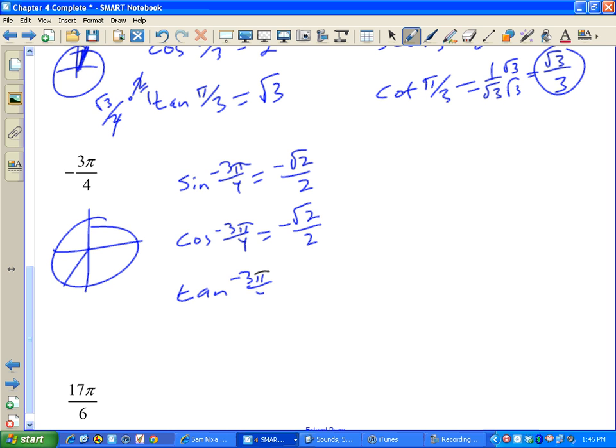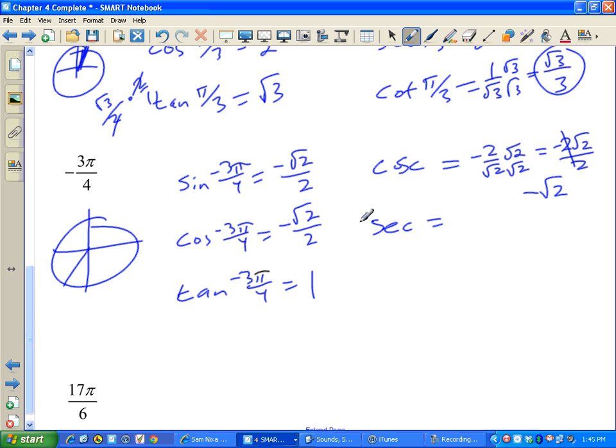Tangent, since the tangent is going to be this divided by this, I've got something divided by itself, so it's 1. And then I'm just going to reciprocate all these to get the other ones. So the cosecant, I'm going to reciprocate and get negative 2 over the square root of 2. Rationalize. Get negative 2 square root of 2 over 2, which reduces to just negative square root of 2. Secant, I'm going to get the same thing, because I'm going to flip the exact same thing over and get the exact same answer. Cotangent, I'm going to flip 1 and get 1.